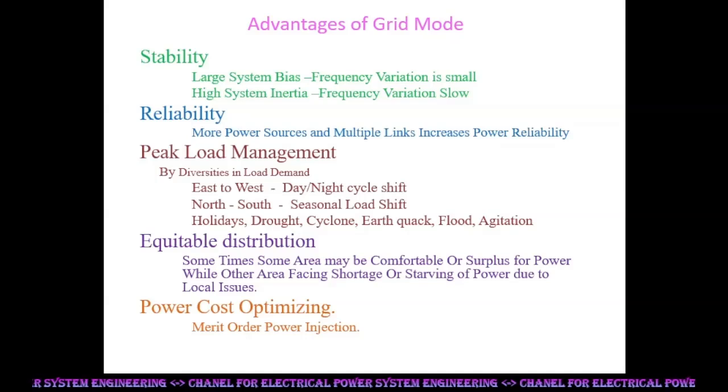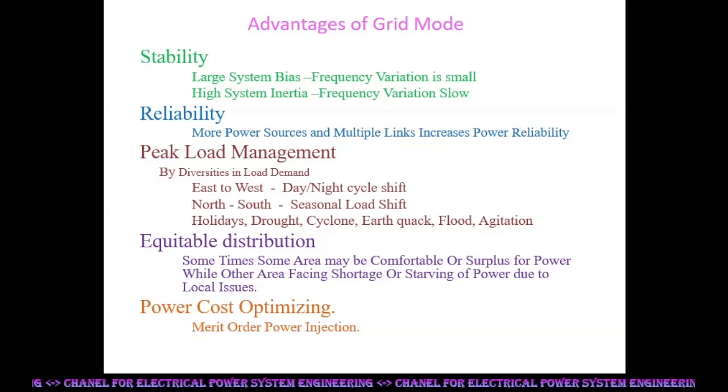Grid mode operation is preferred due to various advantages. Grid mode operation is more stable because of larger system bias and higher inertia. Frequency excursion is smaller and slower. This allows time for corrective action and its effect to avoid cascading and blackout. Also, power reliability is better in grid mode due to number of power sources and multiple network links.